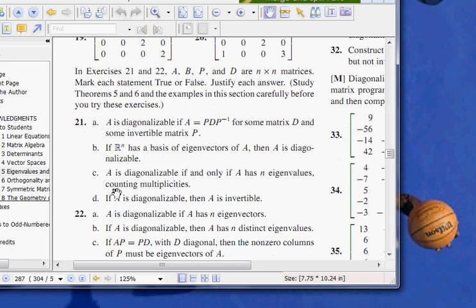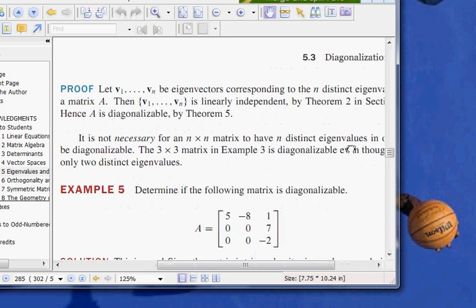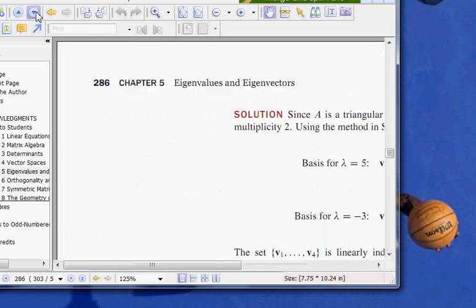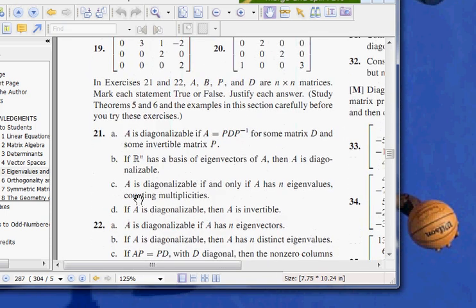Part C. A is diagonalizable if and only if A has n eigenvalues counting multiplicities. Well, read up. There's this other sentence in the book that says that this is false. The statement is false. It is not necessary for an n by n matrix to have n distinct eigenvalues in order to be diagonalizable, okay? The statement I just read directly contradicts this one right here, so that's false.